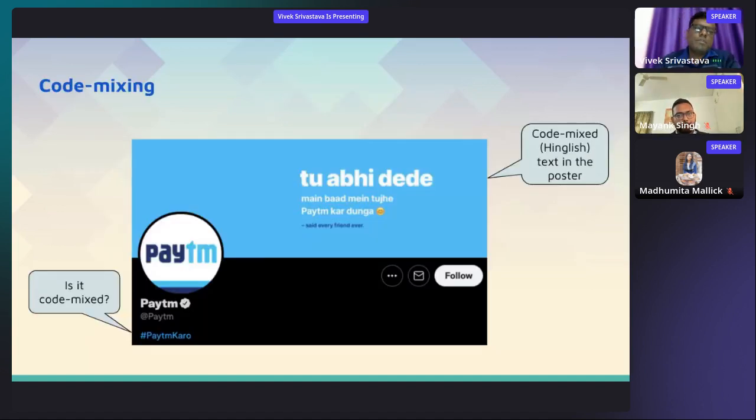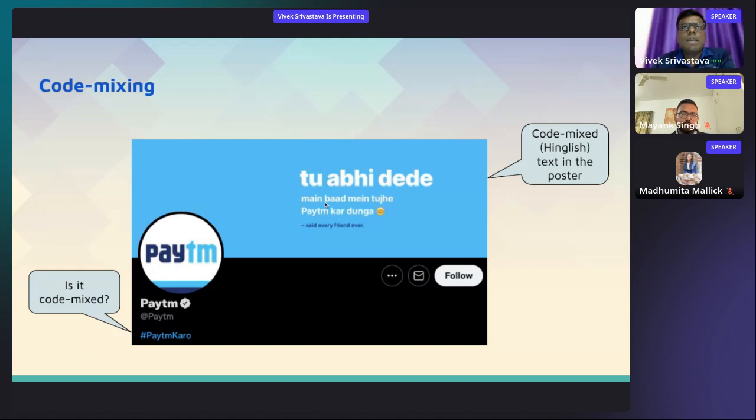So code mixing, by definition, is a phenomenon of mixing words and phrases from two different languages. We can have more than two different languages as well. The example that you are seeing here is taken from the Twitter handle of Paytm, which is one of the very popular brands in India. And in their poster they have this code mix text, which has words from the Hindi as well as English language.